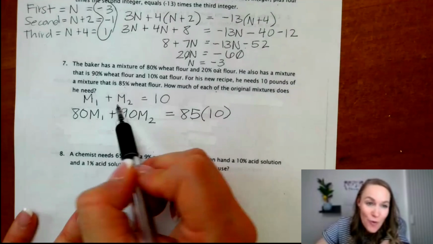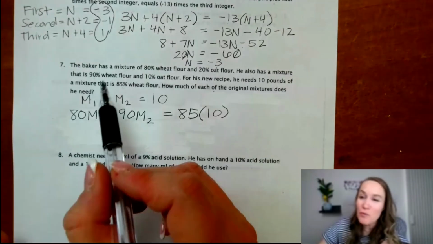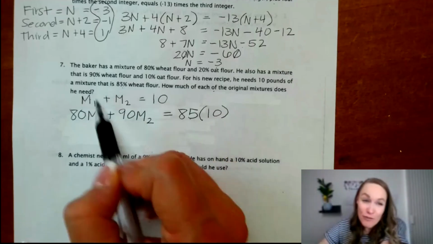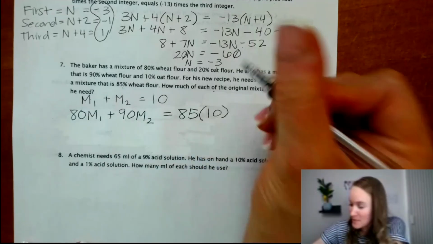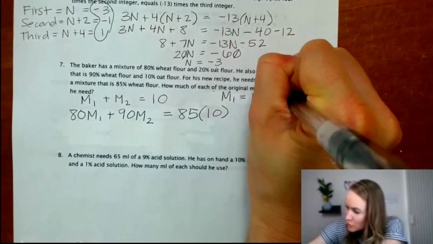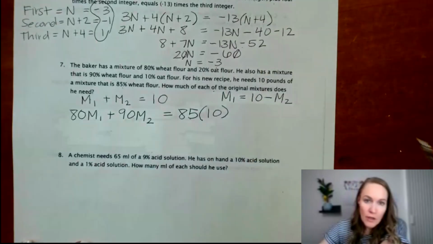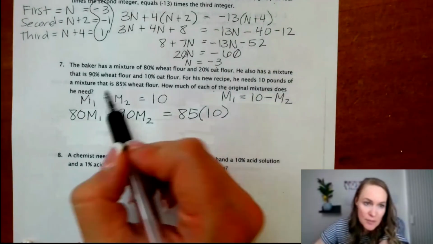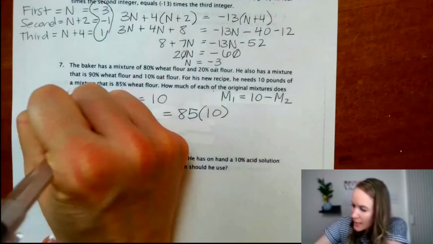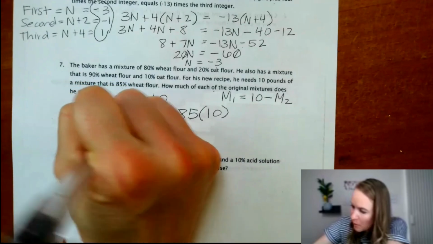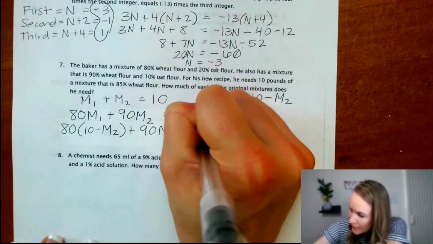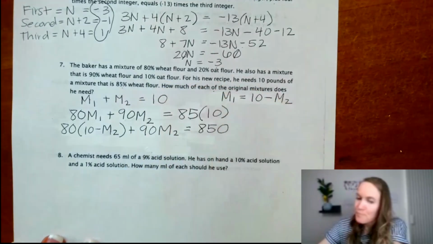Okay, now you can solve this a bunch of different ways, just like we discussed before, but I like starting with a simple equation and solving for one variable and sticking it in somewhere else. So we have mixture 1 equals 10 minus mixture 2. I'm going to substitute it in for mixture 1. 80 times (10 minus mixture 2) plus 90 mixture 2 equals 850.